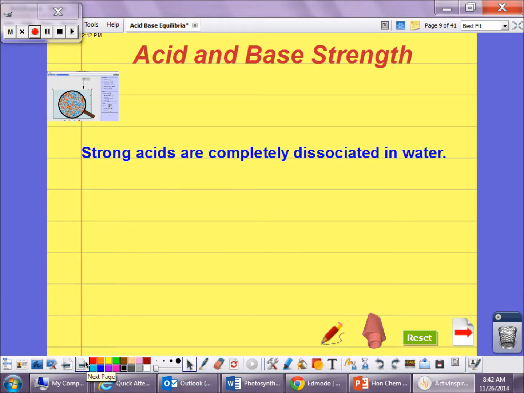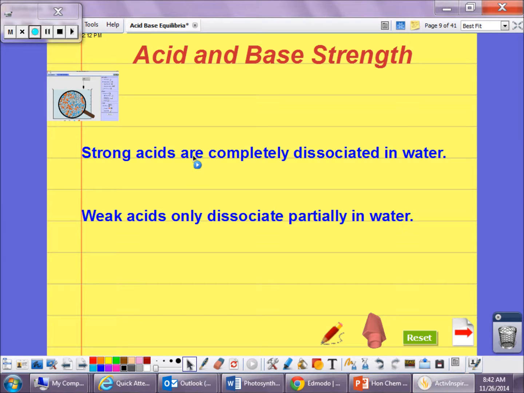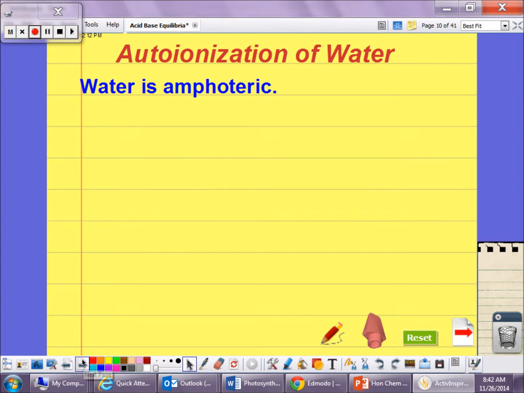Now, acid and base strength. You learned from last year that the strength has nothing to do with concentration. The strength has to do with degree of dissociation. If the acid dissociates completely in water, we call it a strong acid. A strong acid will dissociate completely in water. A weak acid only dissociates partially in water. So it has nothing to do with concentration. It has to do with degree of dissociation.